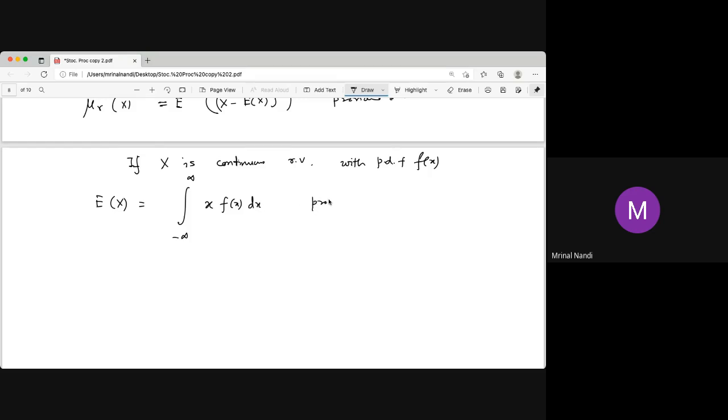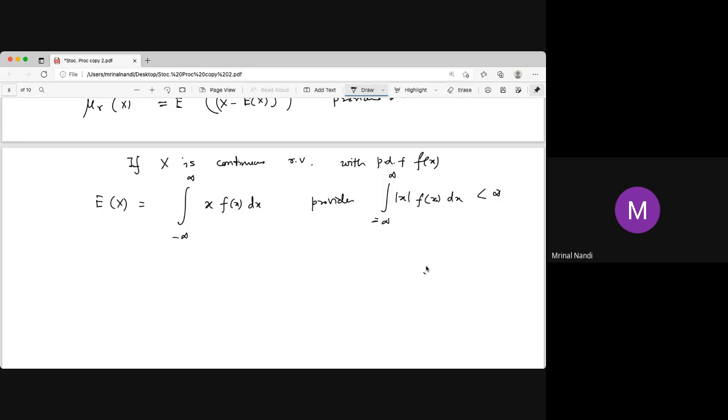Again, it is provided that the integral of mod of x fx dx converges. Once the right-hand side converges, that is, once the integration of mod x fx dx converges, then obviously we can prove that the integral of x fx dx converges. So provided this converges, you first have to check whether it is convergent.